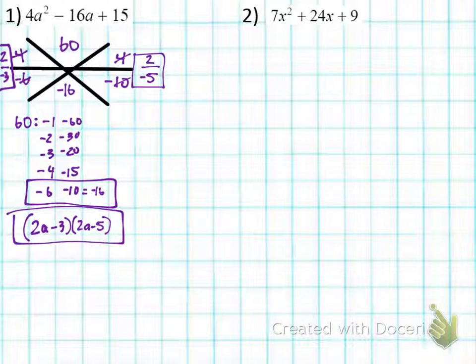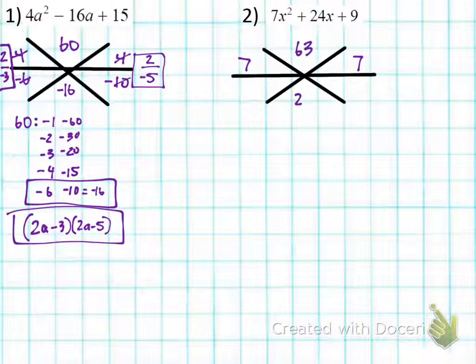Number 2. I'm going to go a little more quickly now. Number 2. Just watch, pencils down. Tatiana, pencils down. Thank you. So we got 7x squared plus 24x plus 9. Step 1, I'm seeing if there's a GCF. No GCF. Step 2, A, B, and C. 7 is A, B is 24, C is 9. Step 3, I'm going to create my X box. I'm putting A, B, and C, and then A times C is 63.